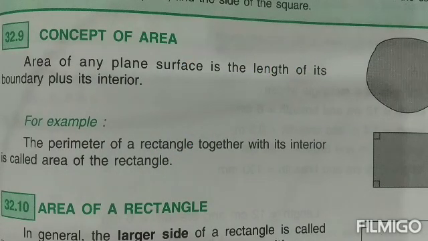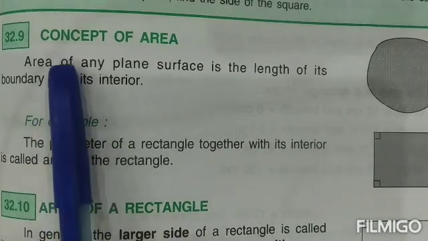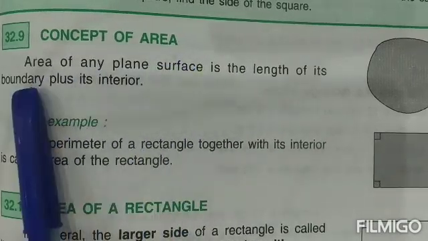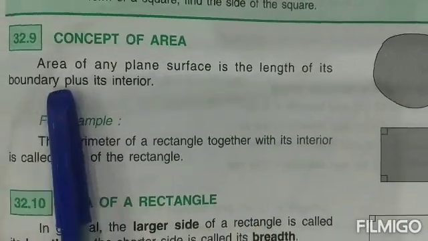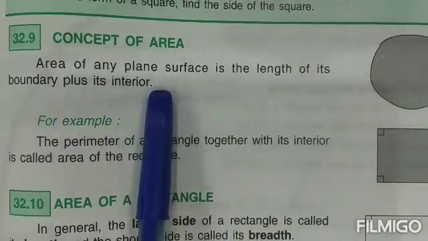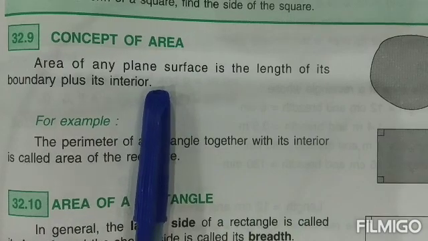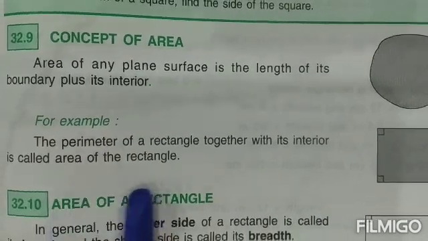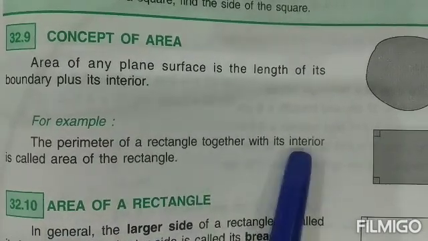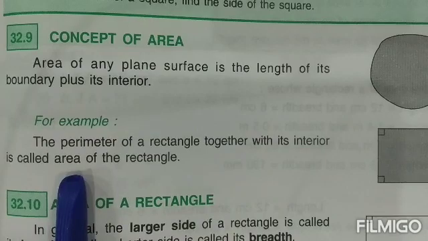So children, in a previous video we had already seen the perimeter portion of this chapter. Now in today's video, we are going to emphasize the concept of area. Area of a plane surface is not only the length of the boundary, but it also includes the interior. That means even now the interior will be included for calculating the area. The perimeter of a rectangle together with its interior is known as the area.